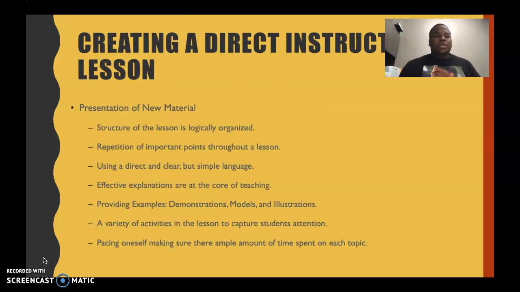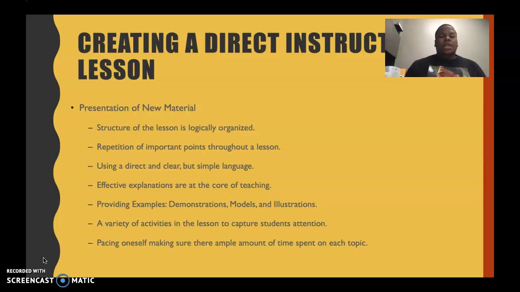Creating a direct instruction lesson: presenting new material, structuring the lesson to logically organize, repetition of important points, using direct, clear, simple language. Effective explanations are the core of teaching. You want to be effective with your explanation. You want to align the explanation so all students in the classroom understand where you're going with the lesson. Providing examples, demonstrations, models, and illustrations.